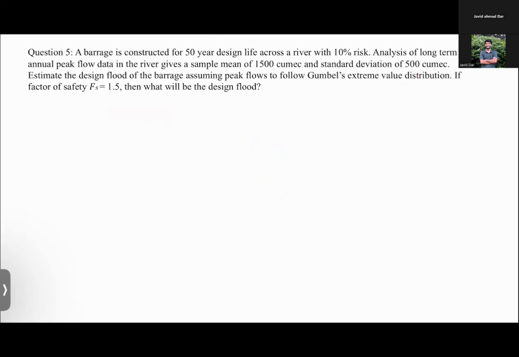Now, we can do a problem on this. You are asked that there is a barrage being constructed for a 50-year design life across a river with 10% risk. The analysis of long-term annual peak flow data in the river gauge gives a mean, and we know the standard deviation. We need to estimate the design flood of the barrage, assuming that peak flows follow the Gumbel extreme value distribution that we read at the start of the tutorial. In the first part the factor of safety is 1.0, and in the second, if the factor of safety is 1.5, what will be the design flow?